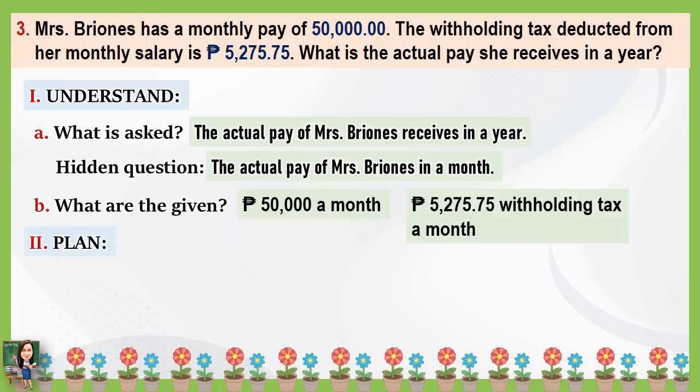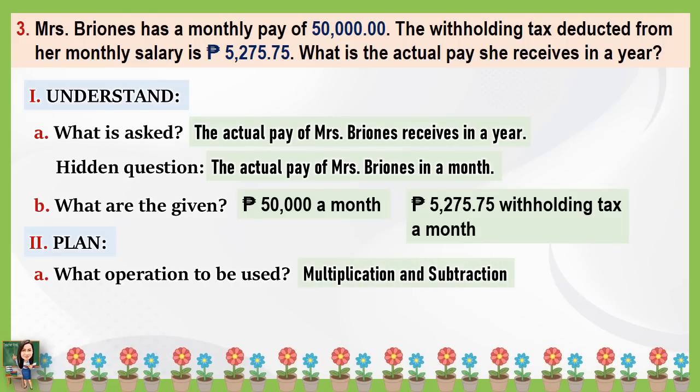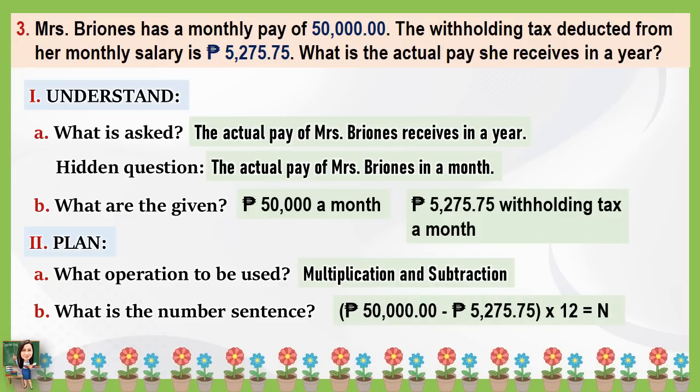Step 2. Plan. What operation to be used? The operations to be used are multiplication and subtraction. What is the number sentence? 50,000 pesos minus 5,275 pesos and 75 centavos multiplied by 12 equals n.